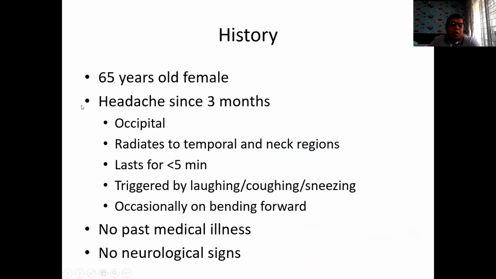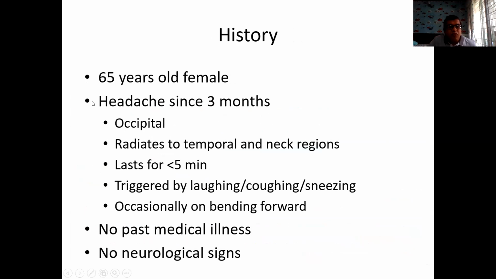Talking about another case, this is a 65-year-old female. She presented with headache since 3 months. The headache was predominantly occipital. It was radiating to the temporal as well as the neck area. It used to last for less than 5 minutes, and it was triggered by laughing, coughing, and sneezing, occasionally bending forward. This is what was causing the headache.